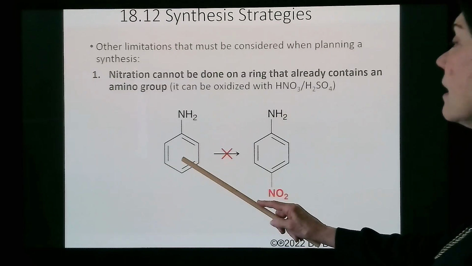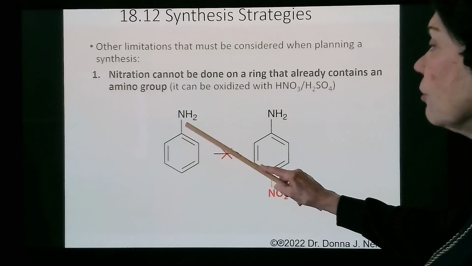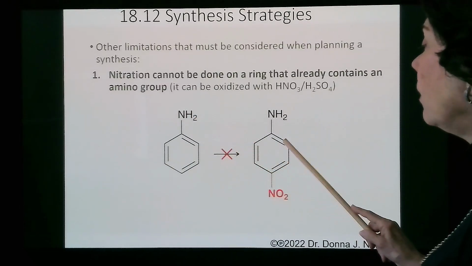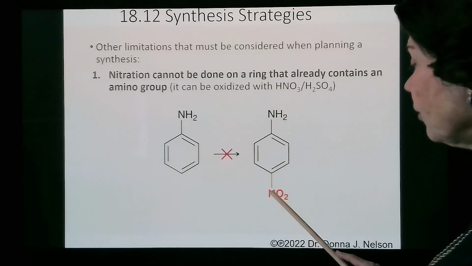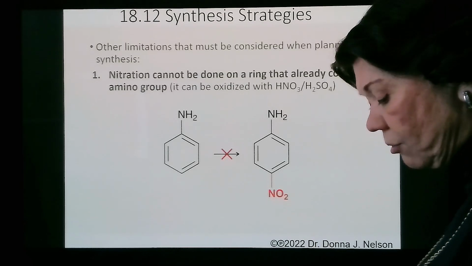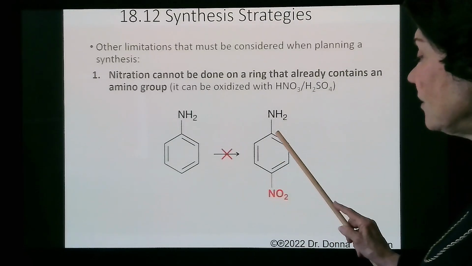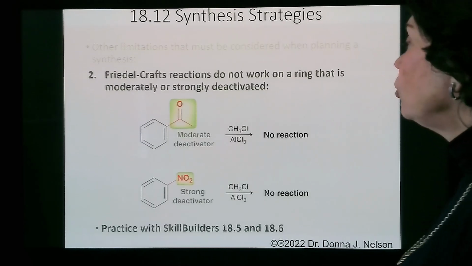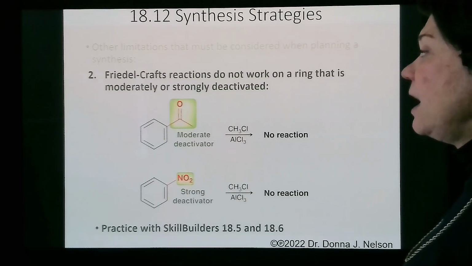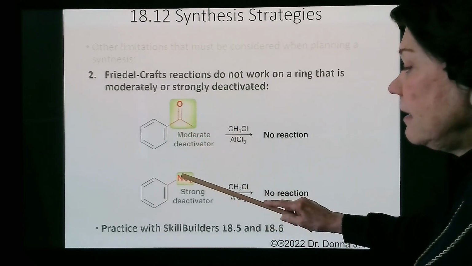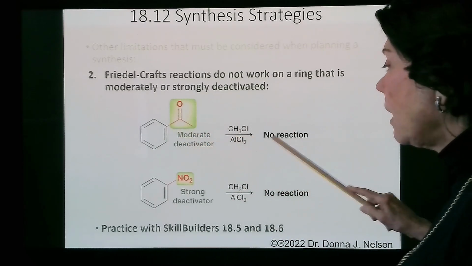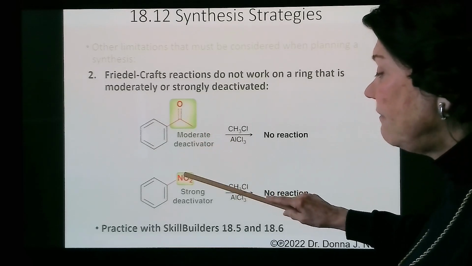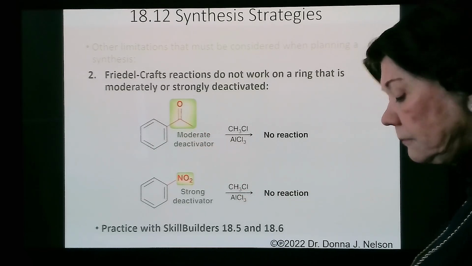Nitration can't be done on a ring that already contains an amino group, because the amino group will also be oxidized with the reagents that are necessary to put the nitro group on. So this cannot be synthesized through that method. Friedel-Crafts reactions don't work on a ring that is deactivated. So this reaction will not work because you've got deactivating groups on here.